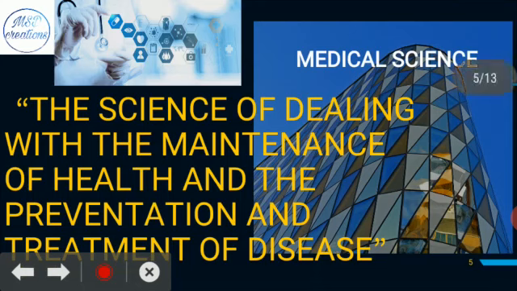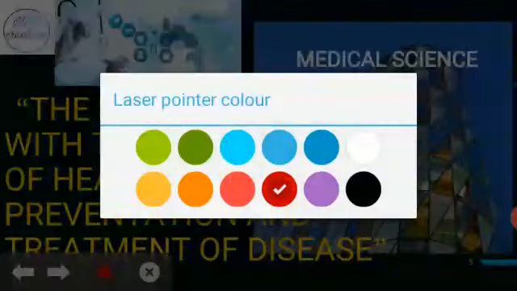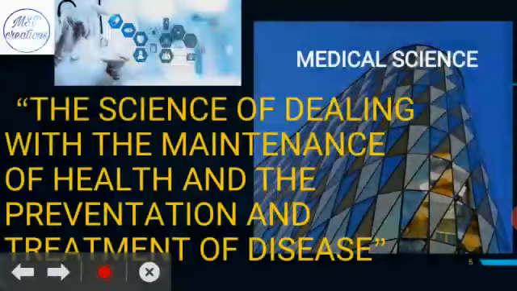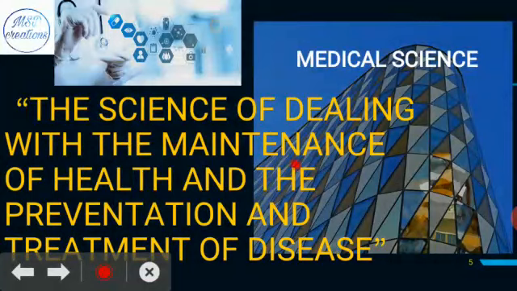Then let us define medical science. It is the science of dealing with the maintenance of health and the prevention and treatment of disease. If we get any disease, we consult medical authorities such as doctors, nurses, pharmacists, and others. So this is the main definition of medical science.